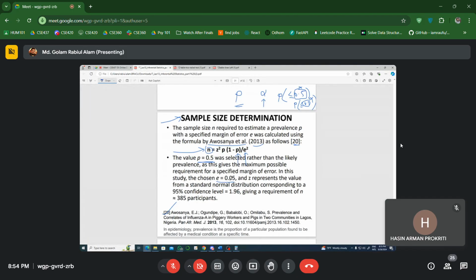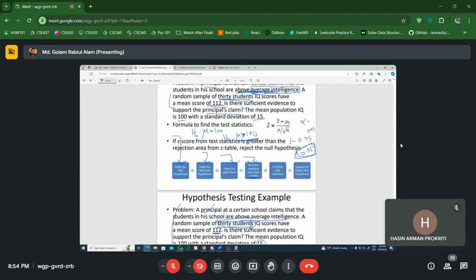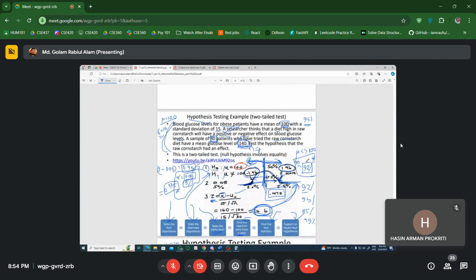You can consider any kind of error, like maybe the acceptable error range is 0.03, whatever you consider based on how precisely you want to test your statistics. So this is the error. And then G represents the G score, or standard deviation score. For our 95% confidence level, we have already studied that it is 1.96.